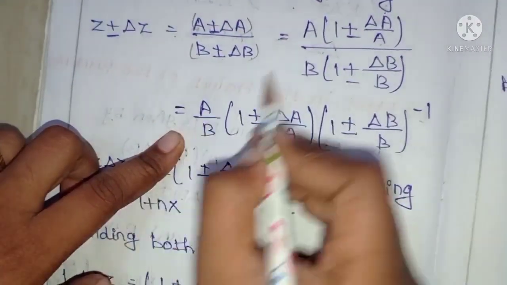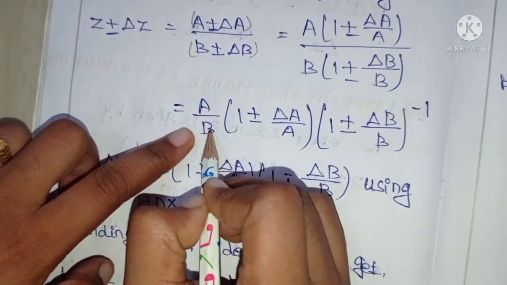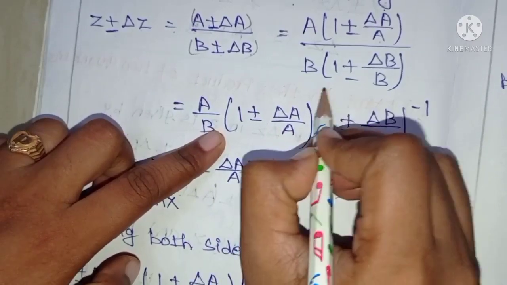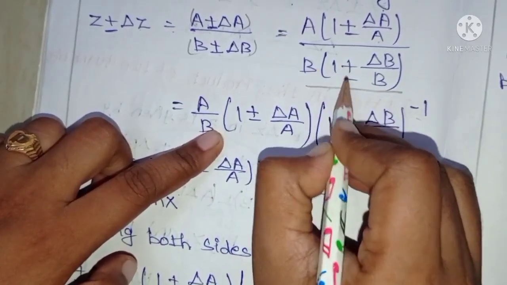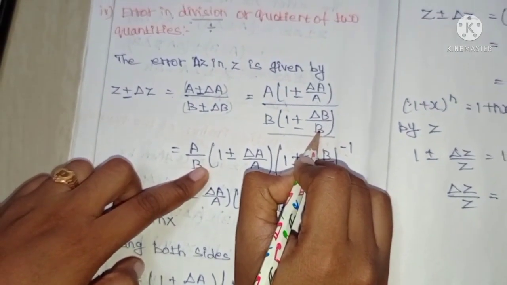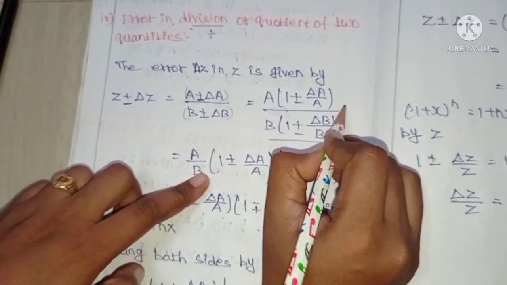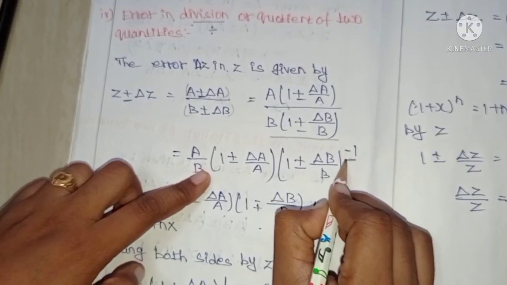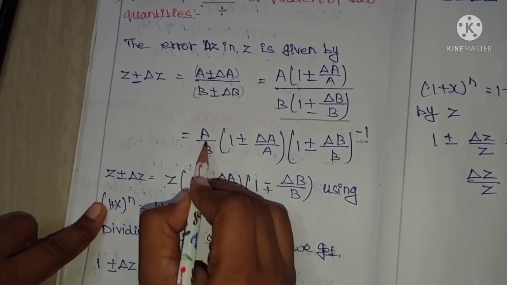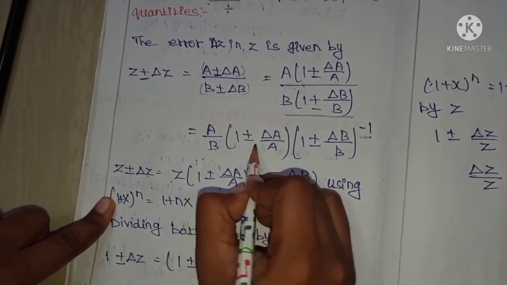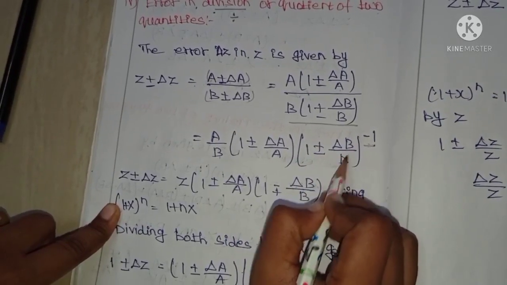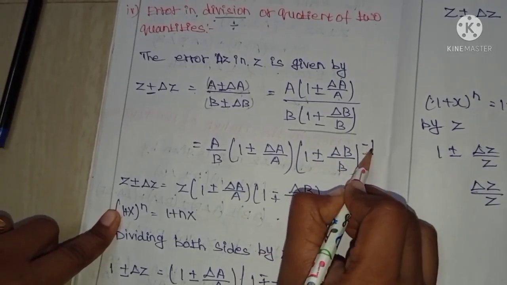Next, we are taking this equation separately, a by b, and 1 plus or minus del a by a. Here we are having b, 1 plus or minus del b by b in the denominator. So this denominator is going to the numerator, so we are substituting here as minus 1. And finally, the equation is a by b, 1 plus or minus del a by a, into 1 plus or minus del b by b, the whole power minus 1.